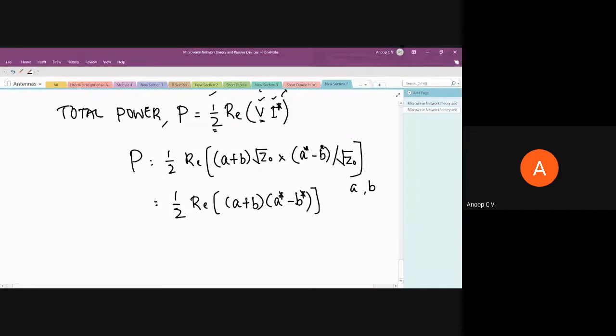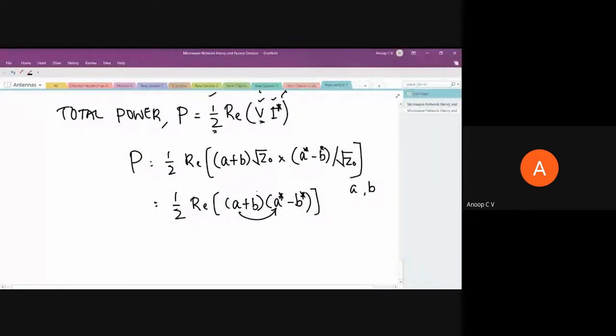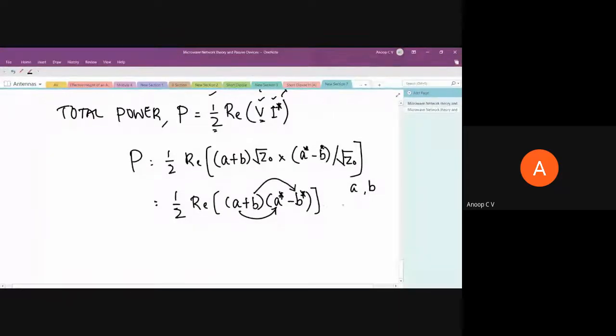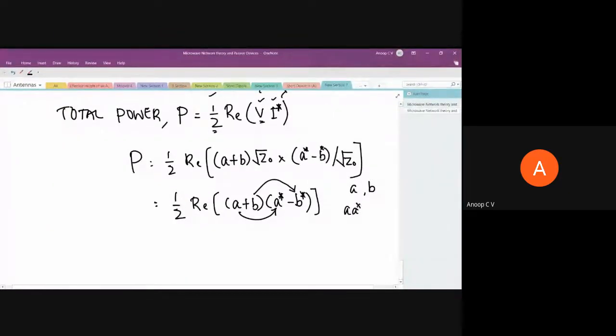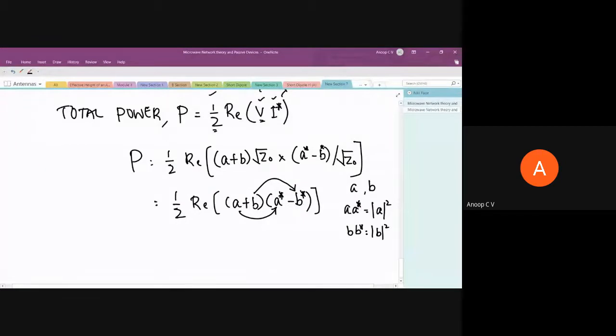So when you multiply two complex quantities like this, only the real parts remain. A into A conjugate will be one real part and B into B conjugate the other. I have told it many times: A times A conjugate will be mod of A square, and B times B conjugate will be mod of B square, right? The other terms, A B star or B A star, will all be imaginary, so only the real part remains.